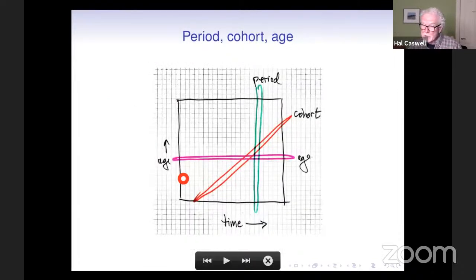Once we've filled in the box, we can now do the familiar thing of looking at cohorts. If Focal is born here and ages along this diagonal, we're looking at the kin vectors that Focal has at every point in her life, given that she started at this point. Or we can say, if we look at a particular time and look at all the different ages of Focal, then we get a period calculation. And if we wanted to, we could ask for a particular age of Focal, how does her kin age structure vector change as we go over time?